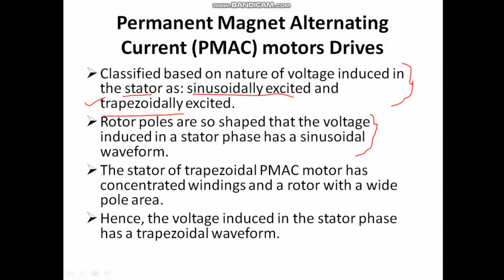The stator of a trapezoidal PMAC motor has concentrated windings and a rotor with a wide pole area, right? Rotor with a wide pole area, or I can call it the pole arc also. Hence the voltage induced in the stator phase has a trapezoidal waveform, right?